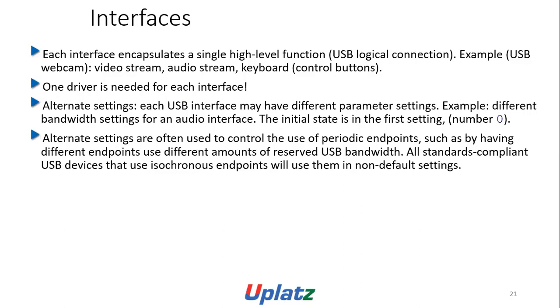www.usb.org/developers/docs. Interfaces. Each interface encapsulates a single high-level function, a USB logical function, for example a USB webcam's video stream, audio stream, or keyboard control buttons. One driver is needed for each interface. Alternate settings: each USB interface may have different parameter settings, for example different bandwidth settings for an audio interface. The initial state is the first setting, number 0. Alternate settings are often used to control the use of periodic endpoints, such as by having different endpoints use different amounts of reserved USB bandwidth. All standard-compliant USB devices that use isochronous endpoints will use them in a non-default setting.